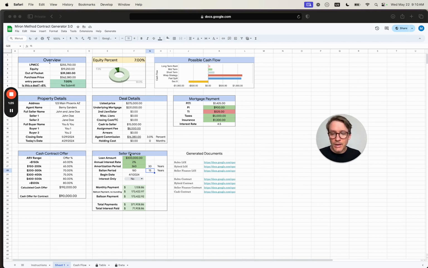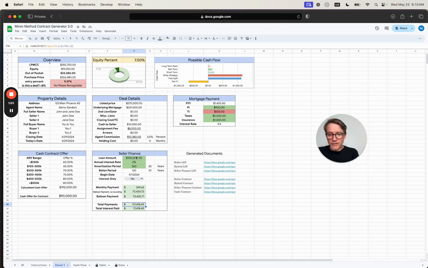Okay, so if you have a seller finance portion, either a seller finance contract or a hybrid deal, you can put the loan amount in there. So if you have that's the balloon. If you have $100,000 and you want to give them 2% interest over 30 years, maybe a 10-year balloon, it will give you the monthly payment. It will give you the balloon payment. It'll tell you what you're paying overall.